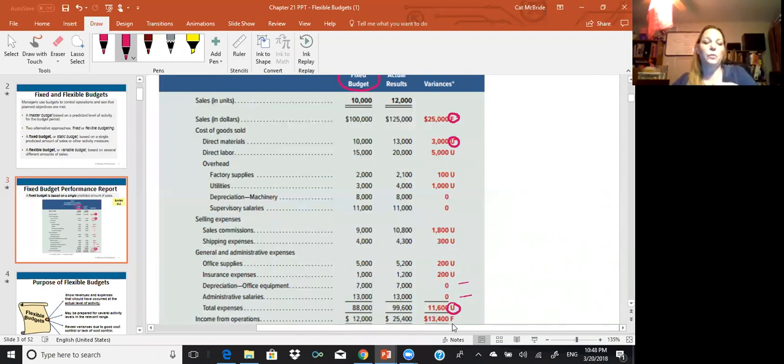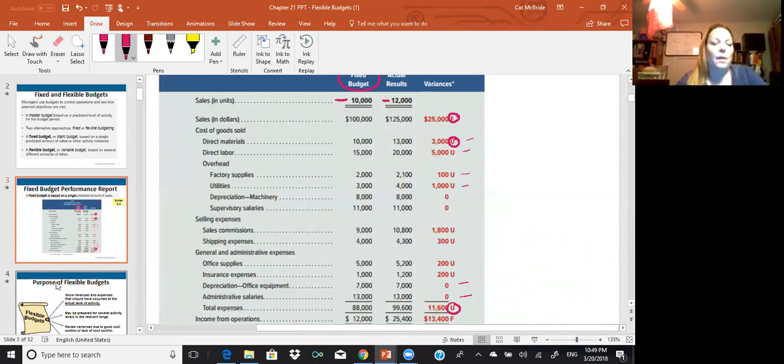But shipping expenses would be over. Sales commissions would be over. Depreciation on the machinery wouldn't, but utilities would be over, and factory supplies would be over if I sold more. So would my direct materials and my direct labor. So it looks like what happened here is we did our budget, and we planned to sell 10,000 units, but instead we sold 12,000. So woohoo, but that's going to throw off all of my analysis. I can't really tell if I'm over or not.